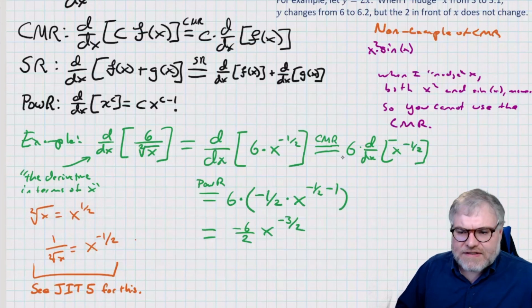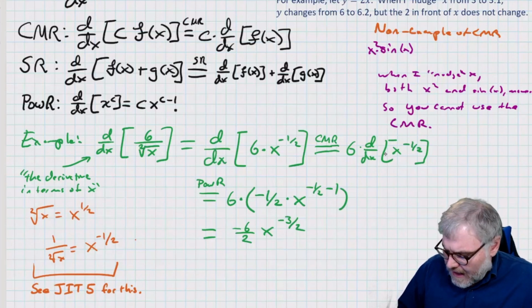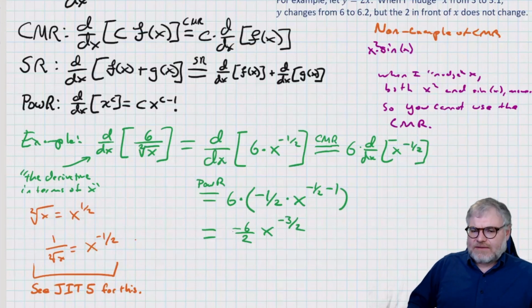Now I pull off the 6 using the constant multiple rule. And now I apply the power rule. So the negative 1/2 is going to come down. And then I'm going to have x to the negative 1/2 minus 1. And so that's going to give me an x to the negative 3/2, and I have the negative 6 over 2 when I multiply those two pieces together.